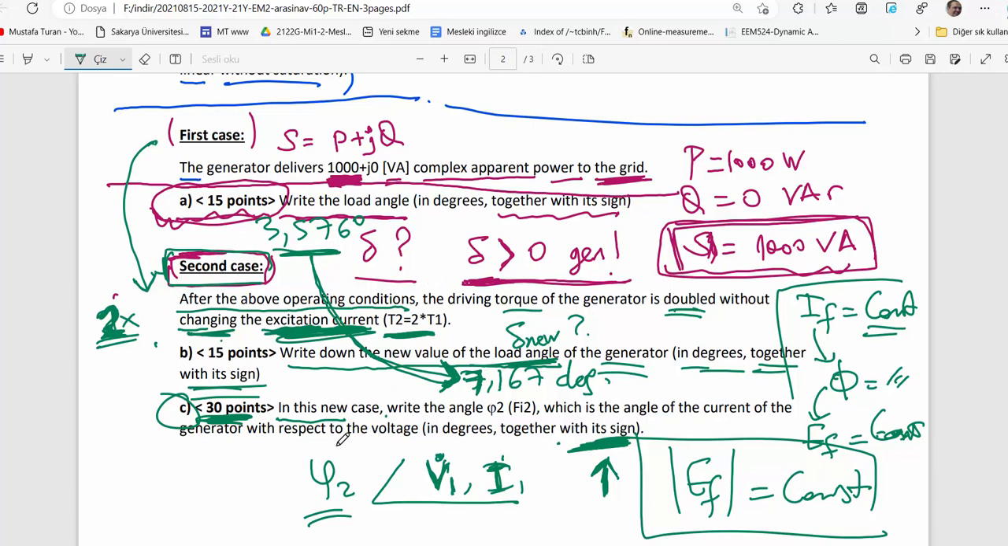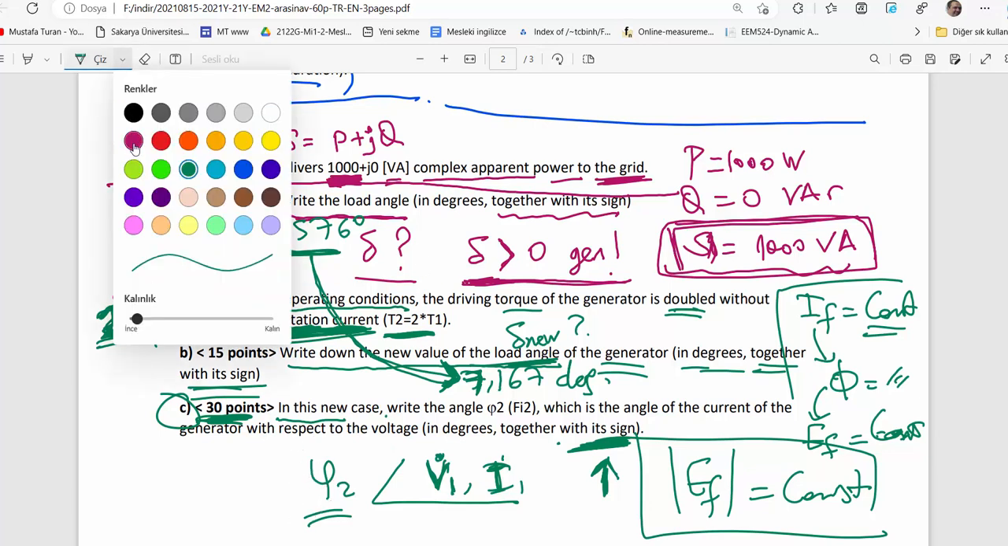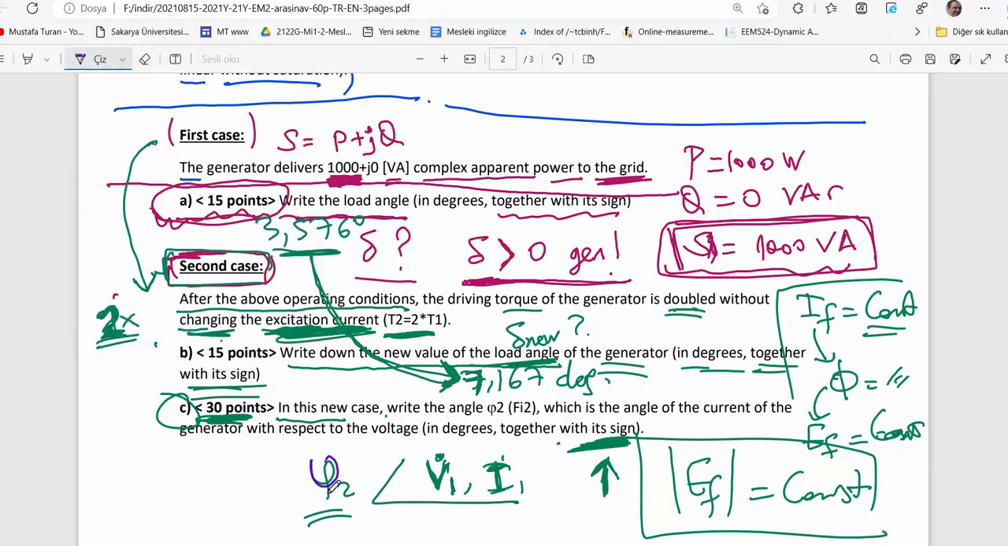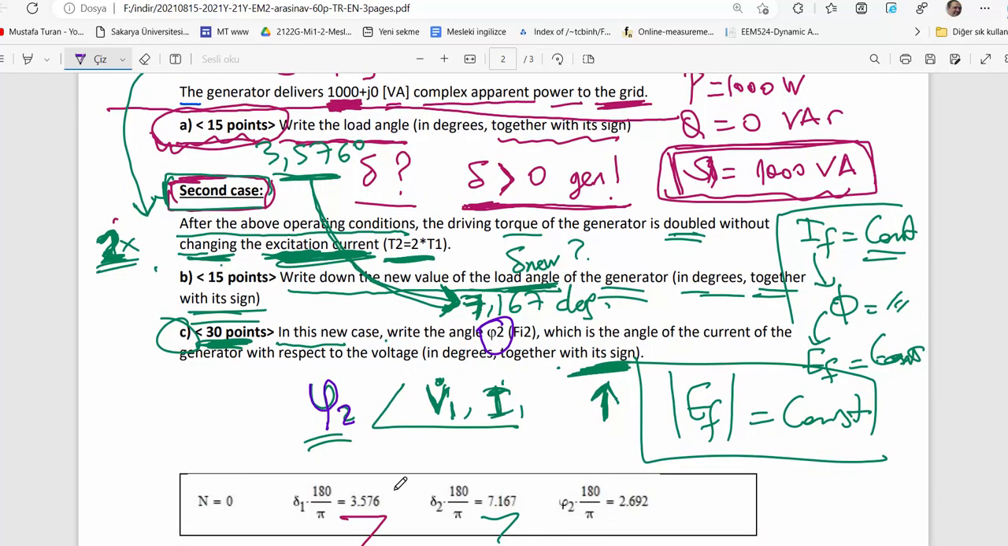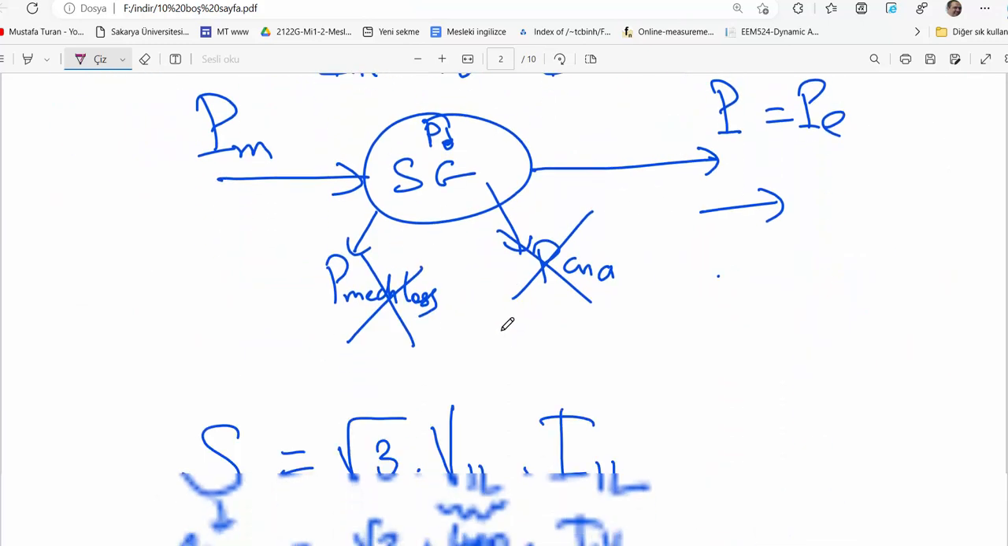Houston, I said current, but the question asks for phase angle. Houston, that is a trick. That is a trick. How can you reach the new value? Let me say phi 2. How can you reach that?